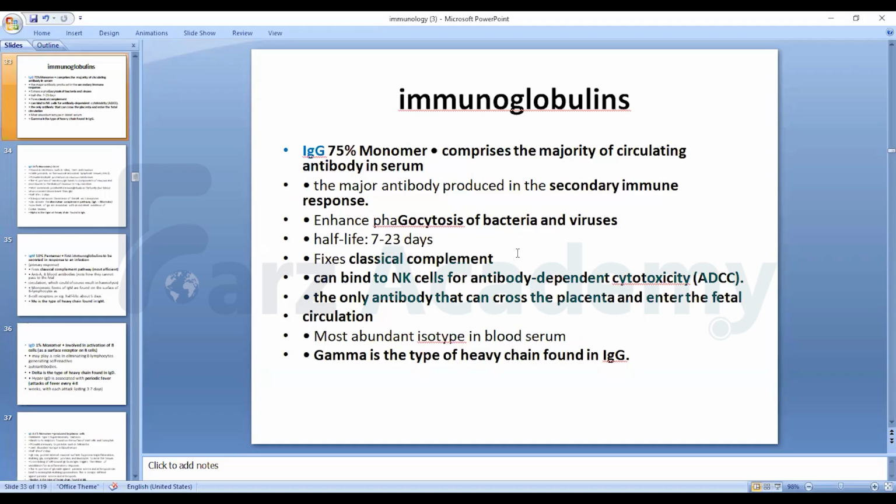So this question has come: which antibody can cross the placenta and enter the fetal circulation? It is IgG. This is the most abundant isotype in the blood serum. Gamma is the type of heavy chain which is found in IgG.